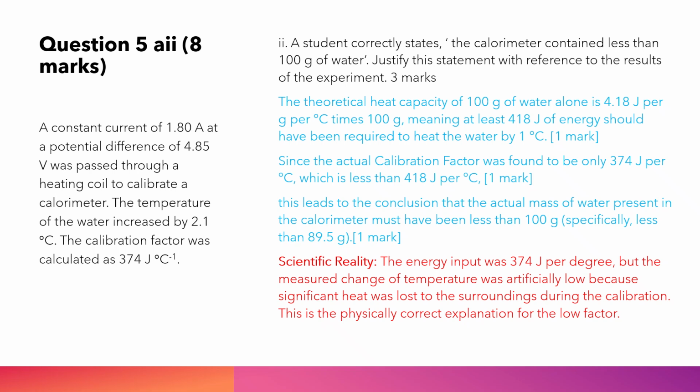Scientific reality: the energy input was 374 J per degree, but the measured change of temperature was artificially low because significant heat was lost to the surroundings during the calibration.